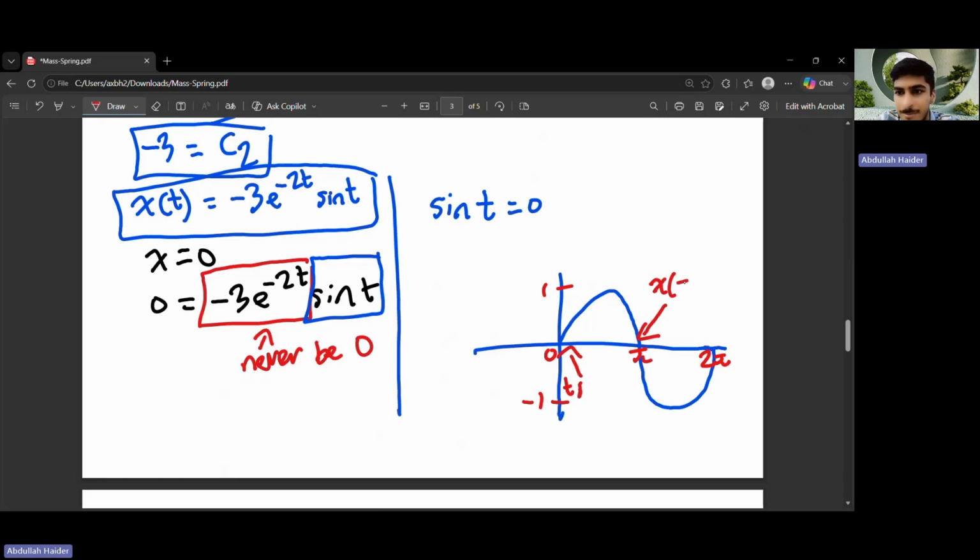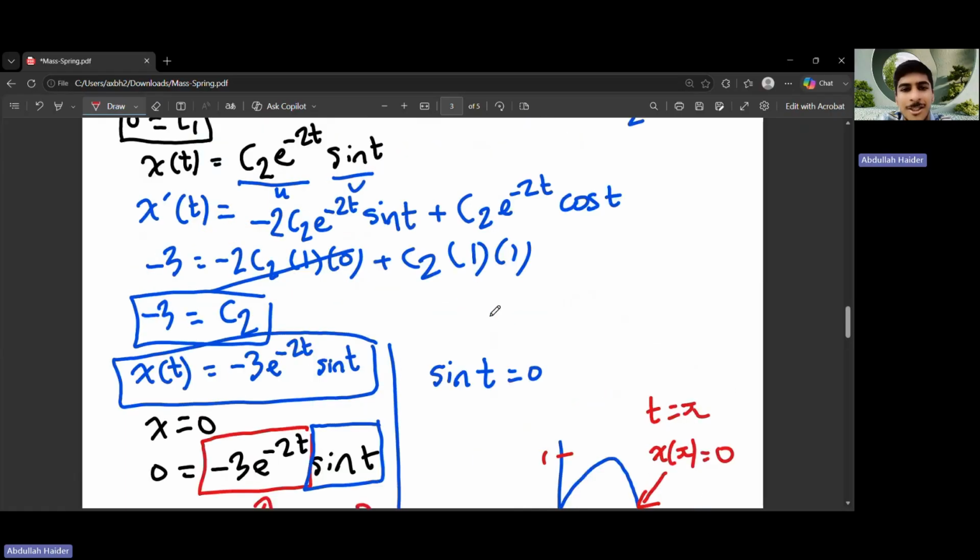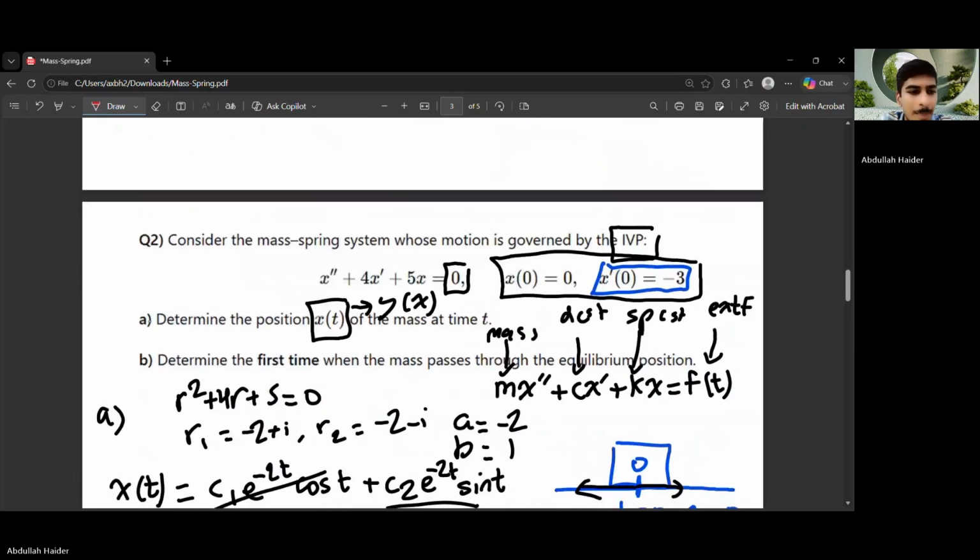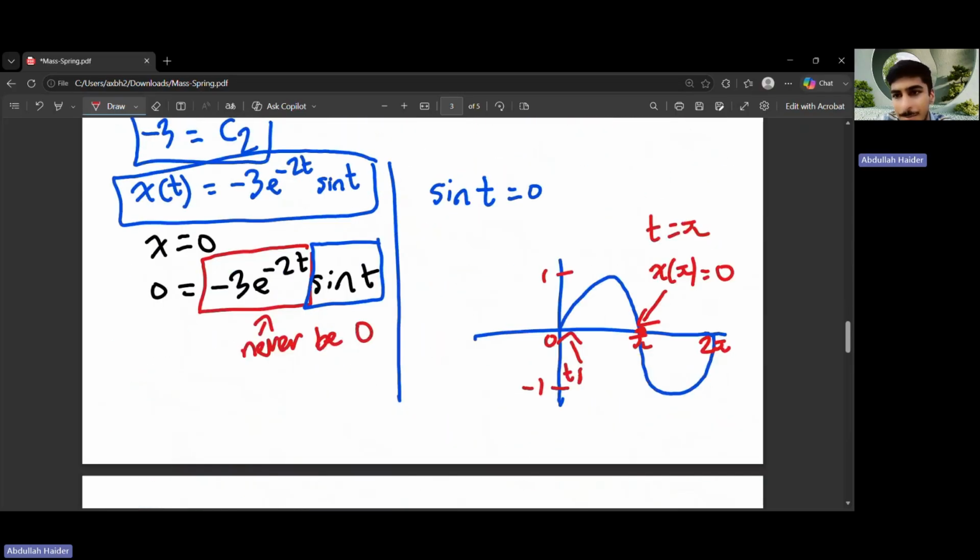At x pi, let's say t is equal to pi, your x pi becomes 0. It's literally touching the x-axis. So your final answer for this question is: determine the first time when the mass passes through the equilibrium position. Your answer is simply t is equal to pi.